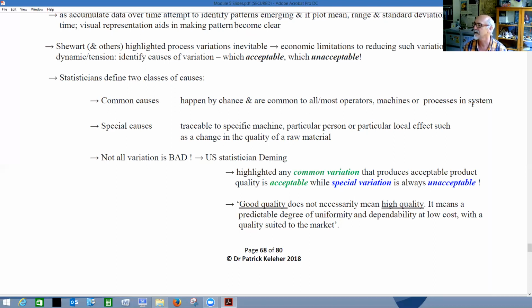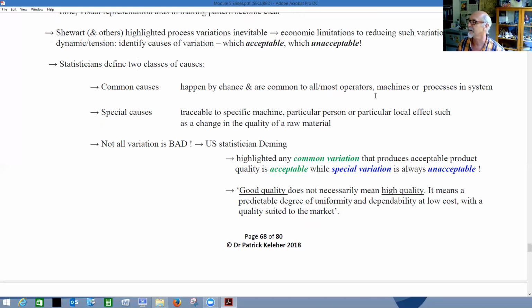So good quality does not necessarily mean high quality. It means a predictable degree of uniformity and dependability at low cost for the quality suited to the market. That's what Deming says. So these common causes and special causes are things that you need to be looking for and need to be able to design out of the process, at least monitor them, and then be able to compensate for them, particularly special causes such as a person or a specific machine. If this machine always goes down, that pump will always go down, well, replace the pump. If it's a particular person, well, you might need to move that person on to another task.